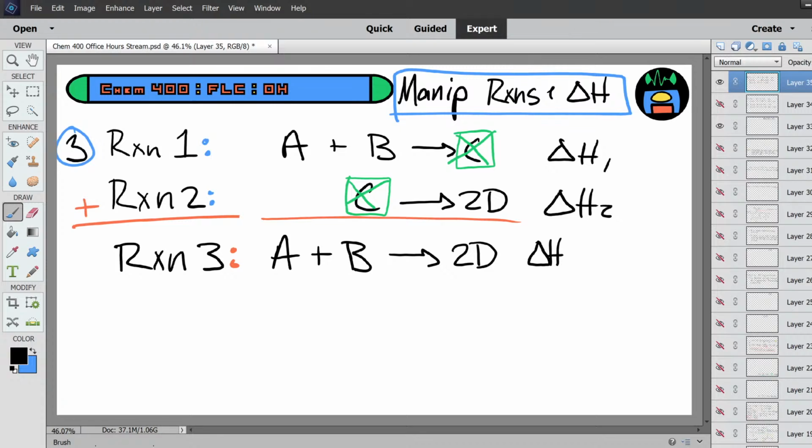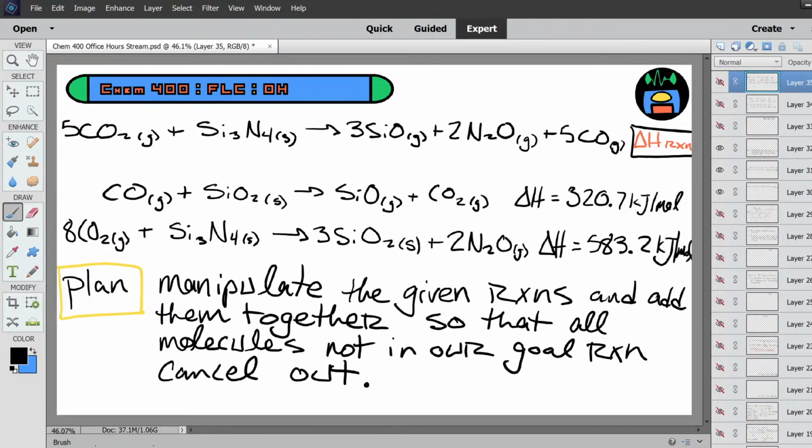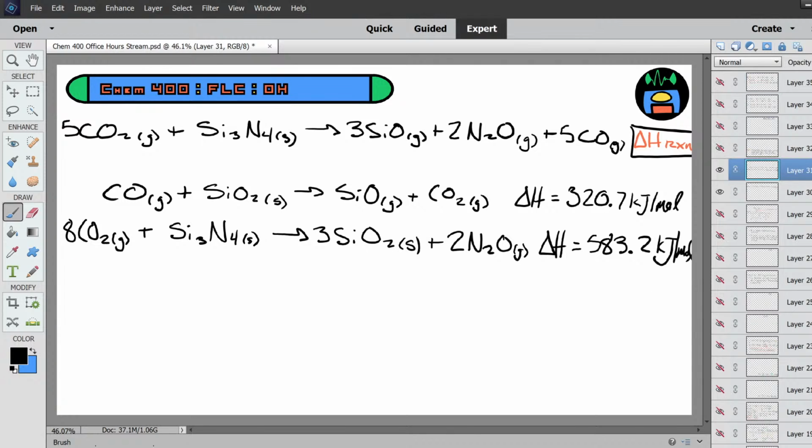The delta H for reaction 3, because we got reaction 3 from adding reaction 1 and 2 together, you can get by adding the delta H from reaction 1 together with the delta H for reaction 2. All right, we're going to use these 3 manipulations in this problem to find the delta H for this reaction. So we need to figure out how we need to manipulate this reaction. That is really what this boils down to.